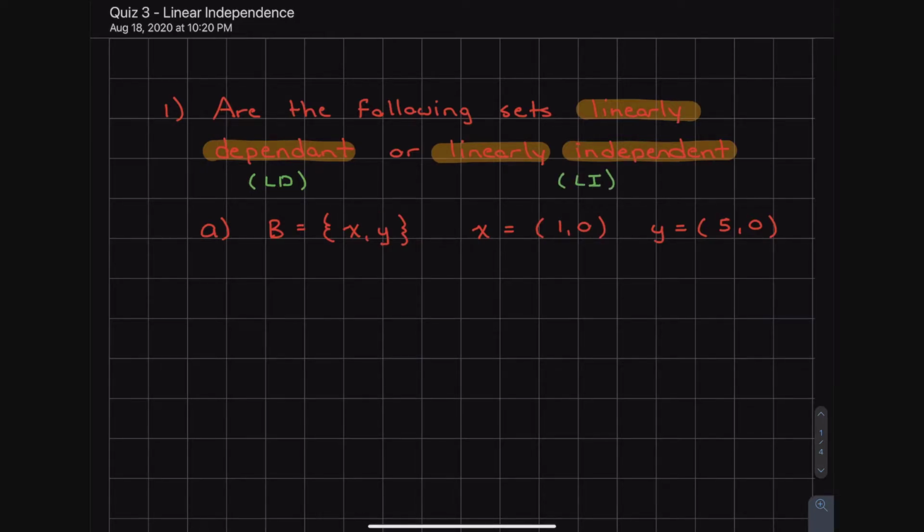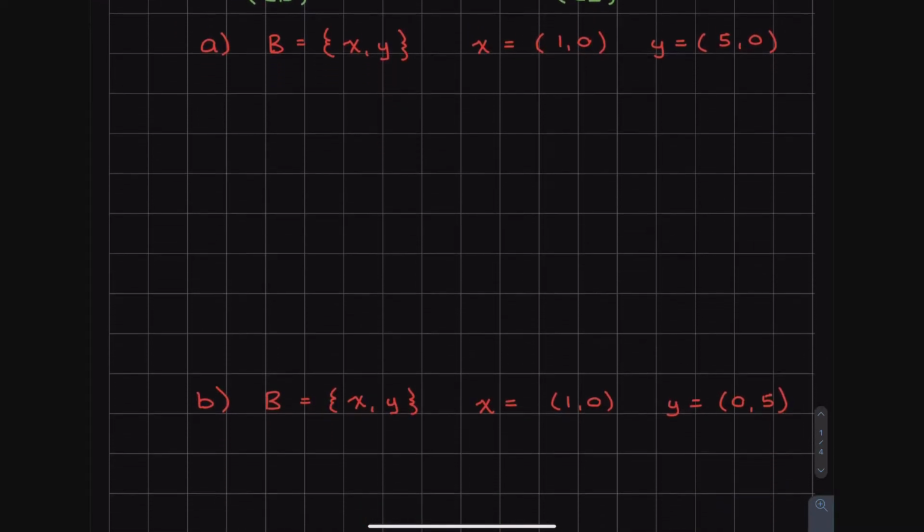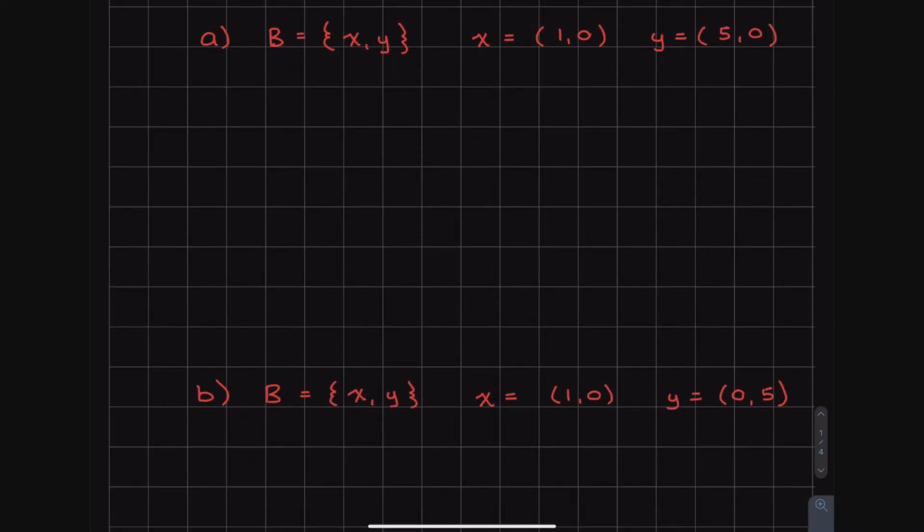If we look at A, it says that B is equal to the set {X, Y}. This does not mean B is 2 dimensions. A lot of people see X, Y and think that just means this is in 2 dimensions. That's not what this means. The set B consists of 2 vectors, X and Y, and we're given X and Y right here. Just like we talked about in the theory, the best way to do this is to express it as a linear combination.